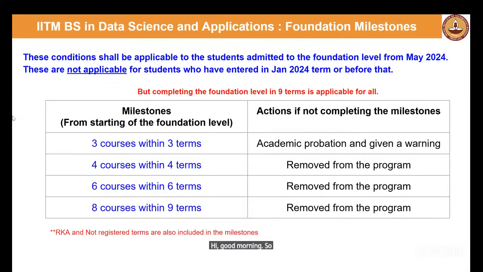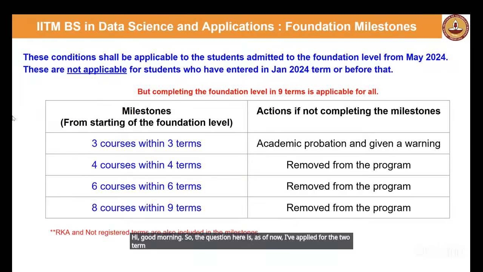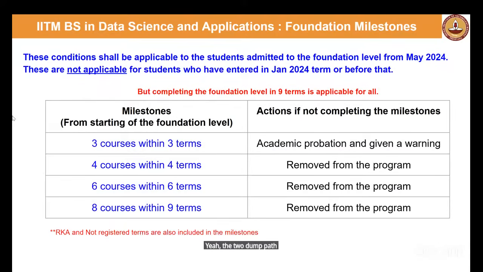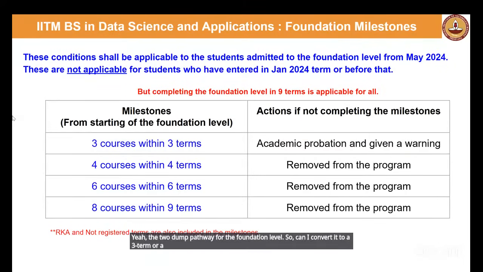The question here is, as of now, I've applied for the two-term pathway for the foundation level. So can I convert it to a three-term or a four-term, considering I'll start a full-time B degree or a B.Tech degree?